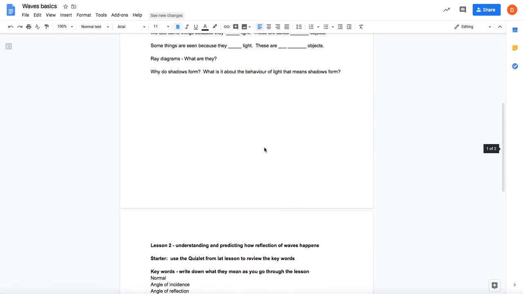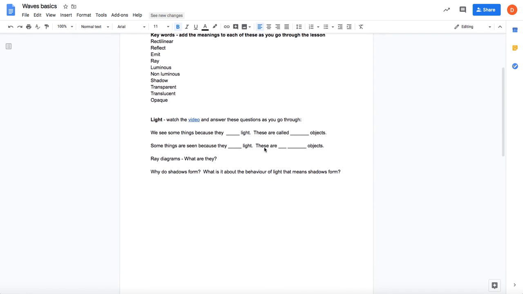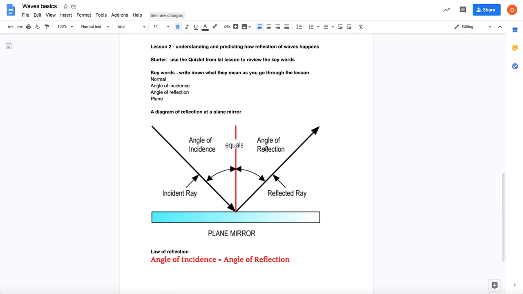This is lesson 2 of waves. Last lesson you did this bit. Now today we're going on to look at reflection of waves in detail. So this is the document you're going to complete.